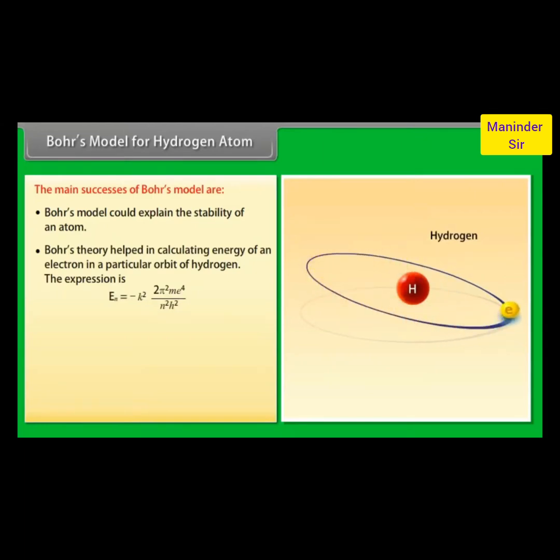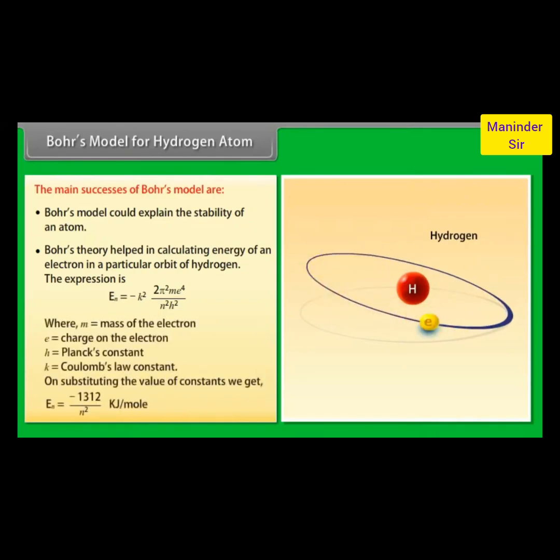The expression is En is equal to minus k² into 2 into pi² into m into e⁴ divided by n² into h², where m is mass of the electron, e is charge on the electron, h is Planck's constant, k is Coulomb's law constant. On substituting the value of constants, we get En is equal to minus 1312 by n² kilojoule per mole.